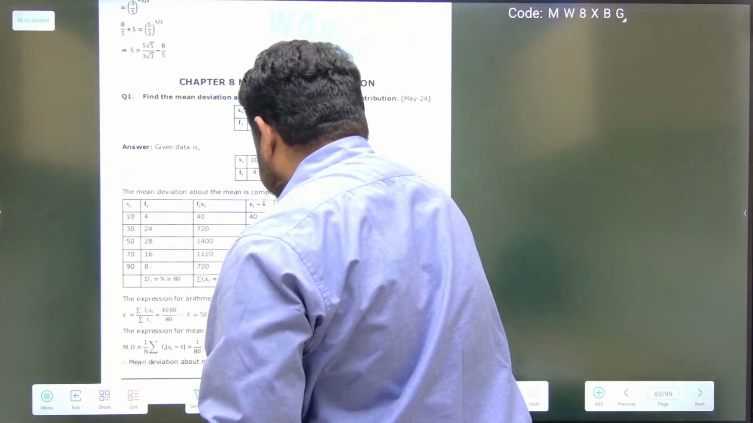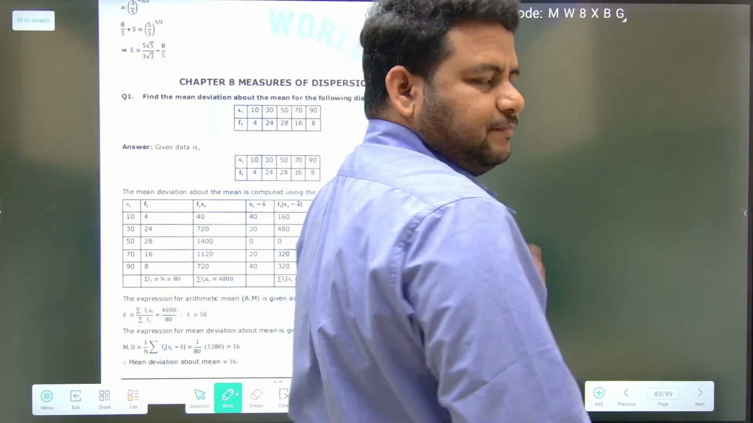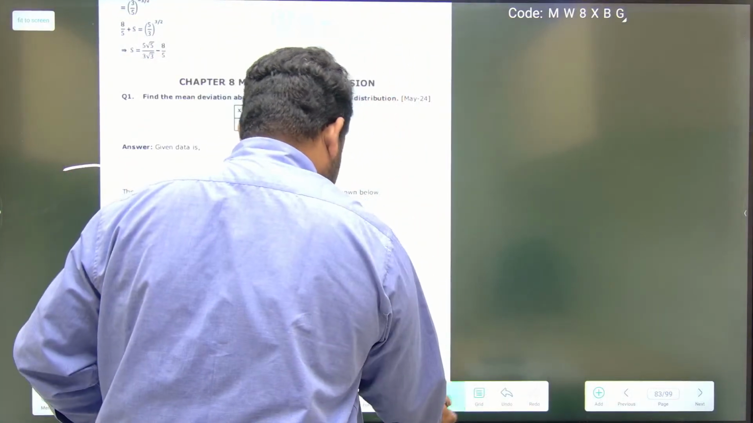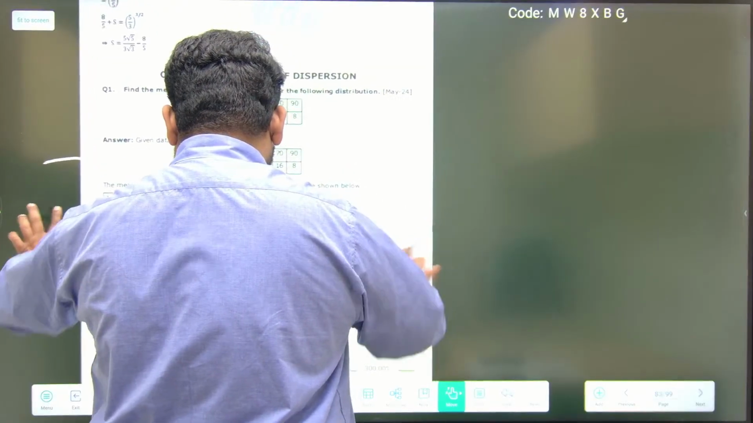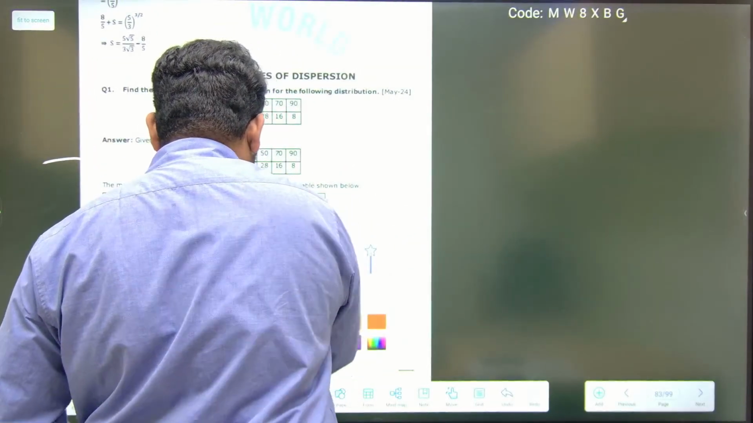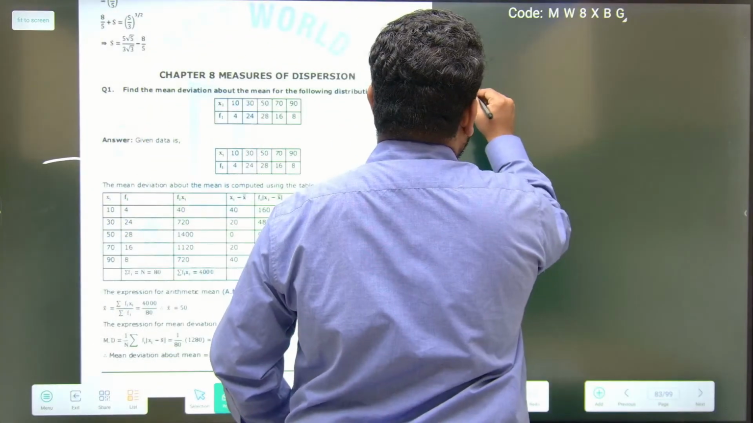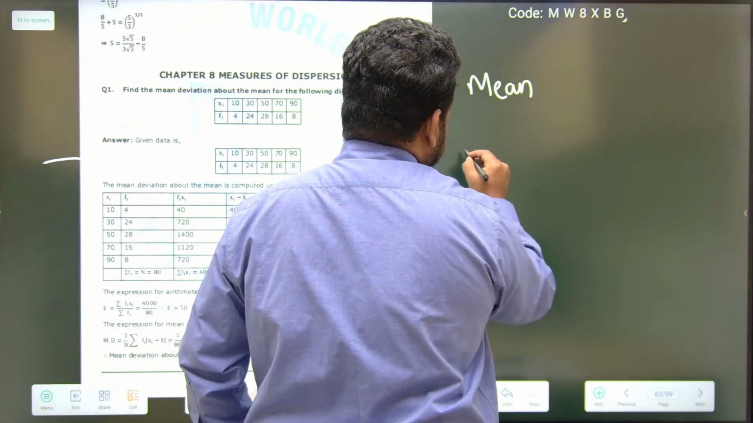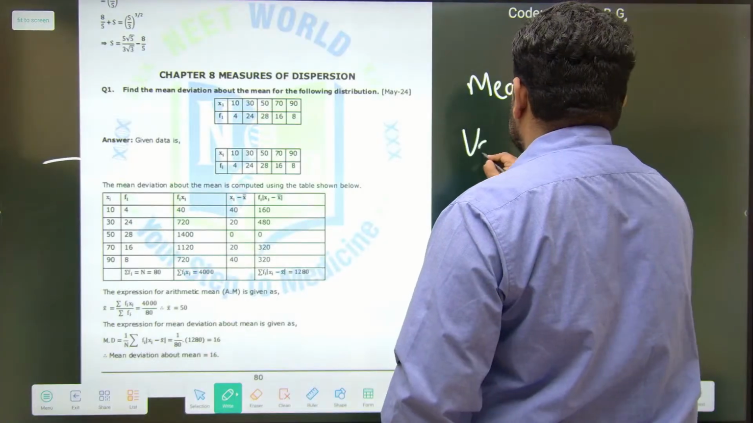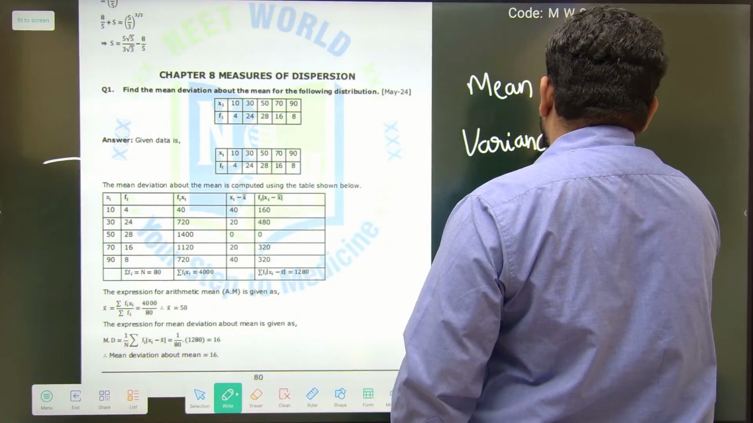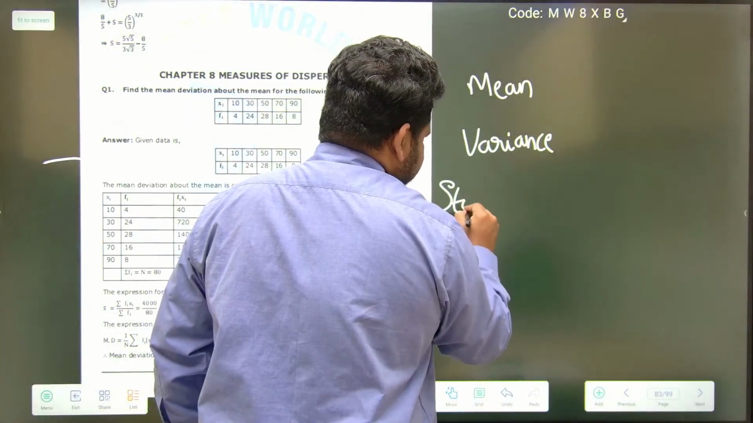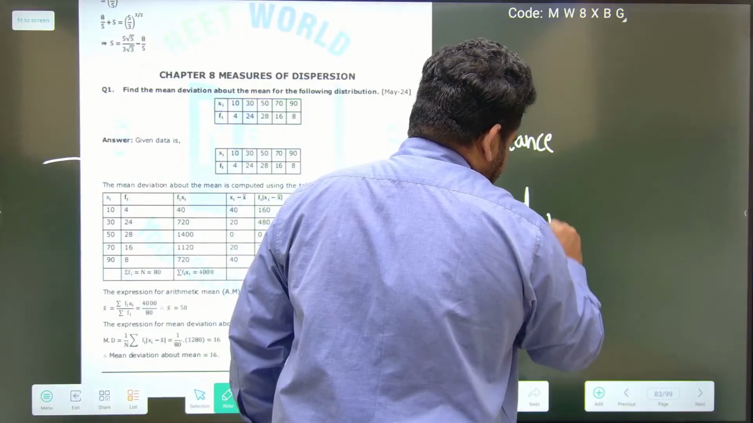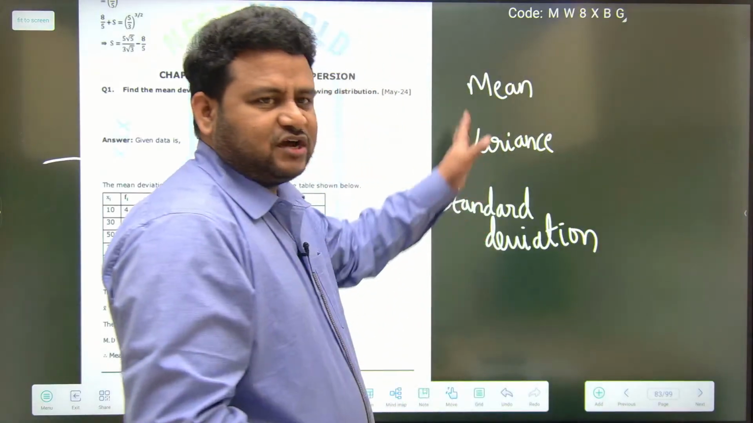So here we have to remember certain formulas based on which the questions are coming. Now when we talk about this, see here. First thing is you have to remember the formula for mean. Then you have to remember the formula for variance. Another thing is you have to remember the formula for standard deviation. These three formulas if you remember, you will be able to solve the question. Of course, you have to know how to make the tables, but these tables eventually come from these formulas.